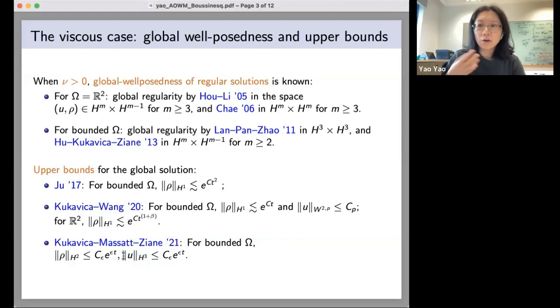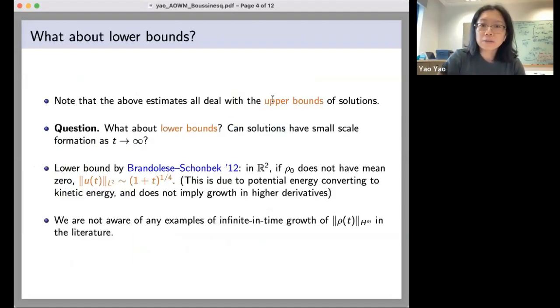Okay, so notice that all of these estimates deal with upper bounds of solutions. And a natural question is, for these upper bounds, no matter whether they're exponential or exponential with a small coefficient, can they actually be achieved by some solution? So we are wondering, what about the lower bound? Can we construct some examples of solutions that actually have their norms grow to infinity as time goes to infinity?